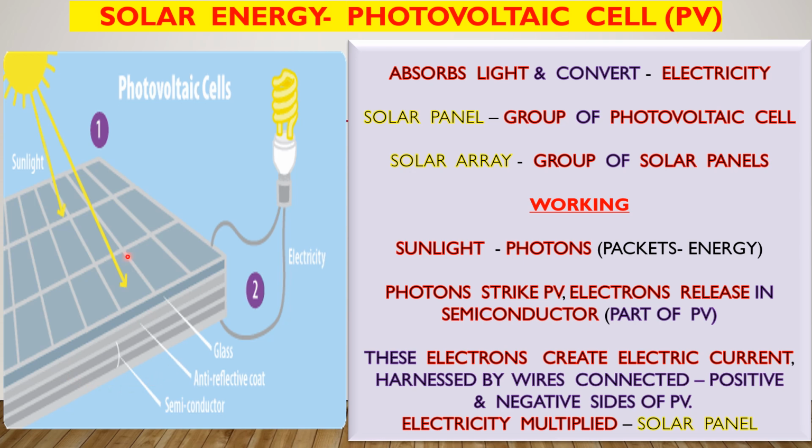What happens here? The cell absorbs the sun's rays, and the photons, that is, the packets of energy, strike the photovoltaic cell, and electrons are emitted into the semiconductor. This lower layer is the semiconductor. It captures the electrons from the photons, and a passage of electrons is created. That means electricity is generated.